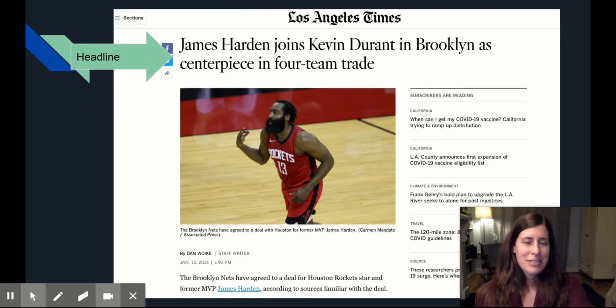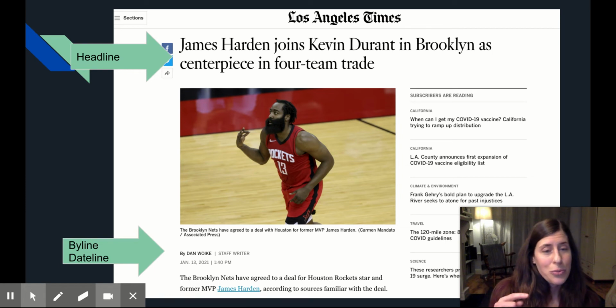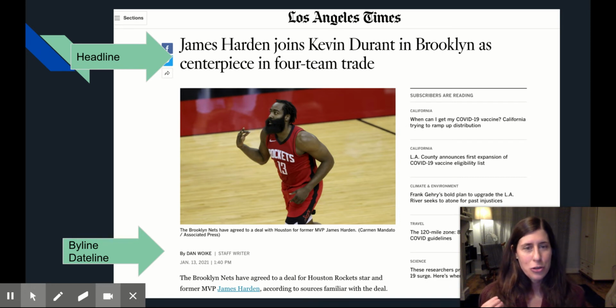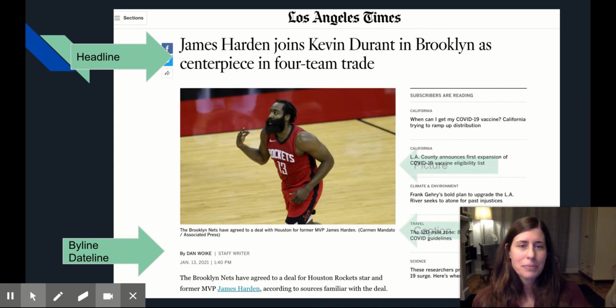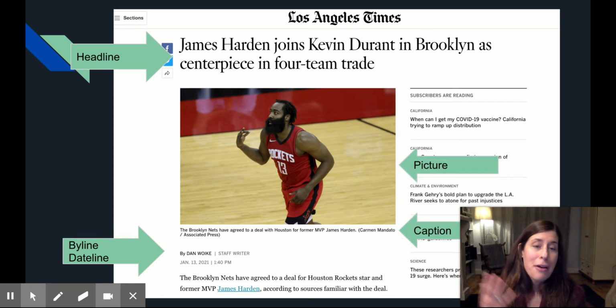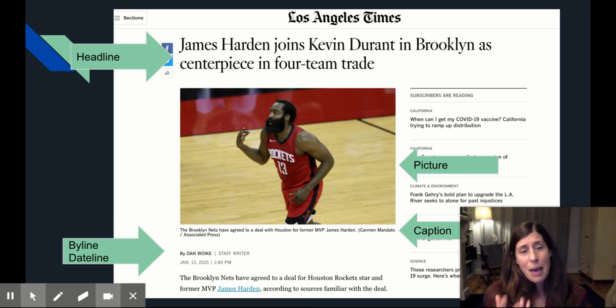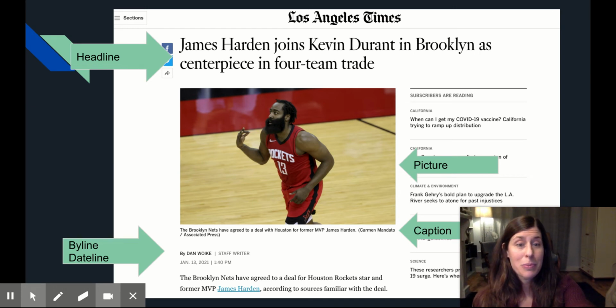Yeah, headline is right at the top. The dateline is right underneath what's called the byline. So the byline is who it's by, right? So this is by Dan Woike, who wrote about this basketball trade that was happening. Then, of course, the picture is pretty obvious. And remember, a caption is just going to be what goes with the picture, right? So it kind of explains the picture.